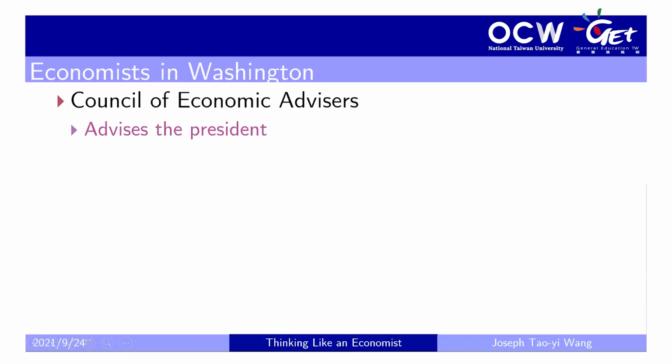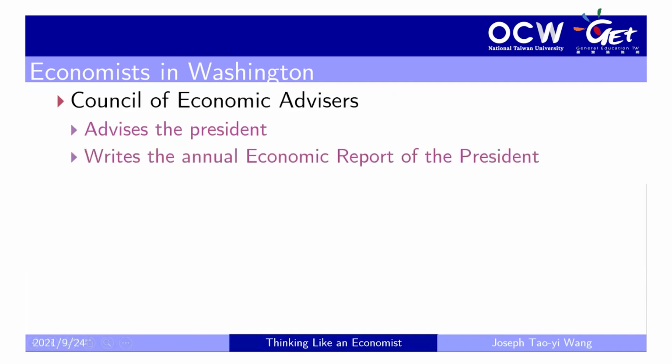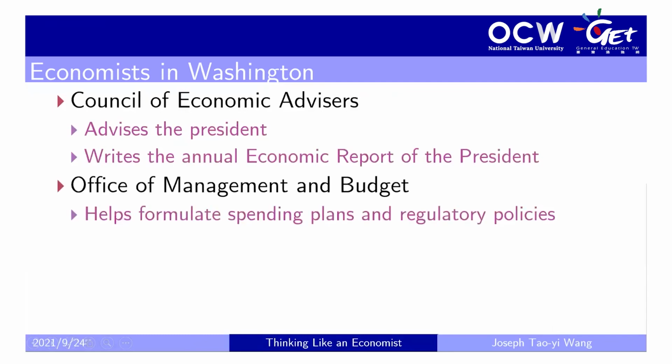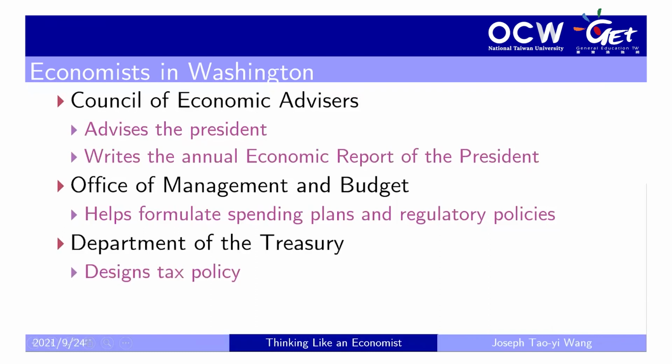All right, so economists actually serve a lot of roles in the government. In the US, you have the Council of Economic Advisors. These advise the president. Actually, Greg Mankiw served as one of the chairmen of this Council of Economic Advisors. And so they write an annual report to the president. In the government, you also have the Office of Management and Budget. You try to formulate spending plans and policies. In the Department of Treasury, economists there design tax policies. So this is the US.